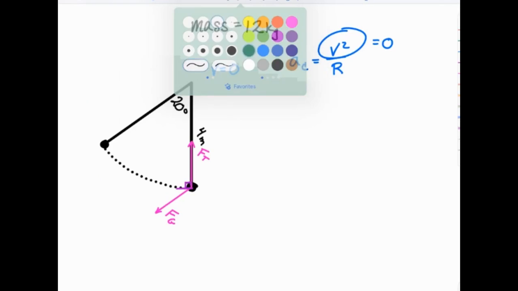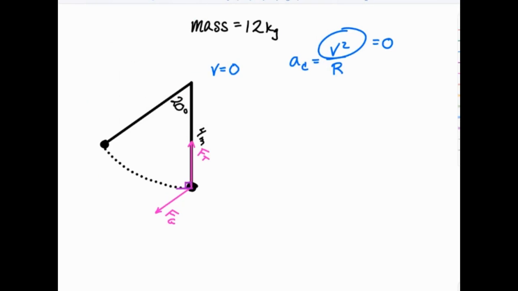Okay, so to know how much acceleration we have parallel to the edge of this circle or tangent to this circle, I need to know what's going on in this direction. And so when I talk about my net force equations, I'm going to make this my x direction, and I'm going to make this my y direction.